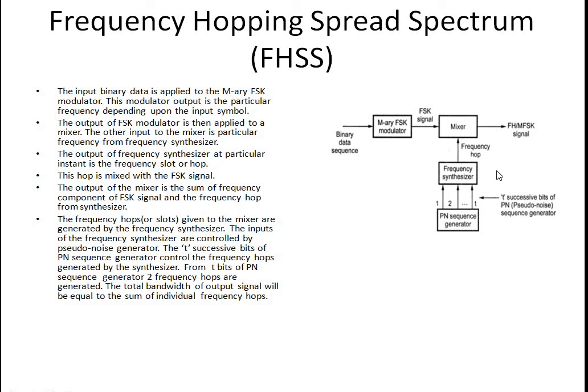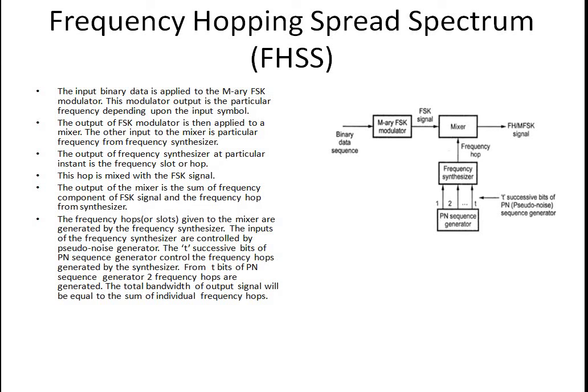In frequency hopping spread spectrum, this is the block diagram. The input binary data is applied to the MFSK modulator. This modulated output is at a particular frequency depending upon the input signal. The output of the FSK modulator is then applied to the mixer. The other input to the mixer is a particular frequency from the frequency synthesizer. The output of the frequency synthesizer at a particular instant is a frequency slot or a frequency hop. This hop is mixed with the FSK signal. The output of the mixer is the sum of the frequency components, the FSK signal and the frequency hop from the synthesizer.